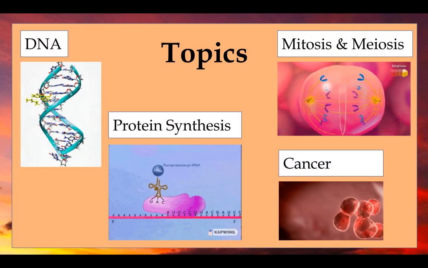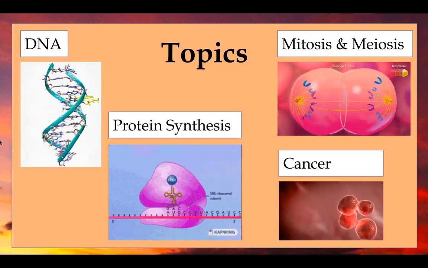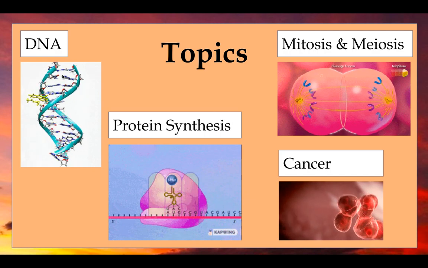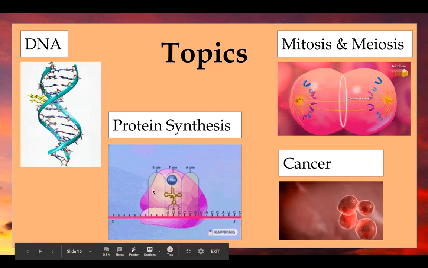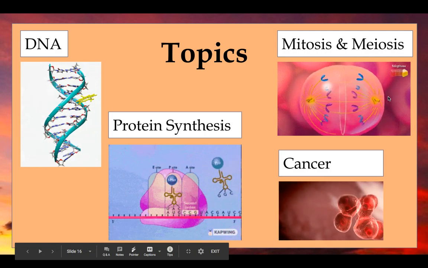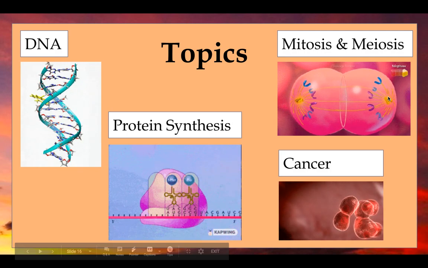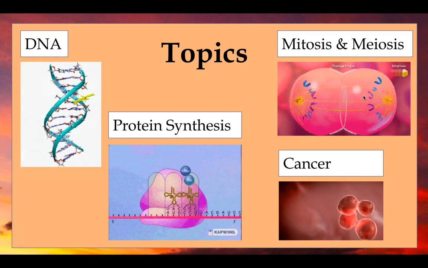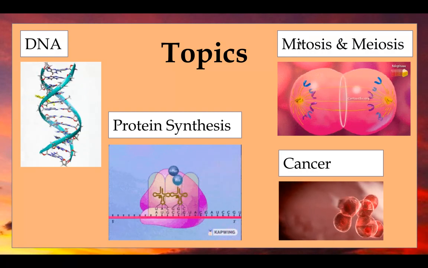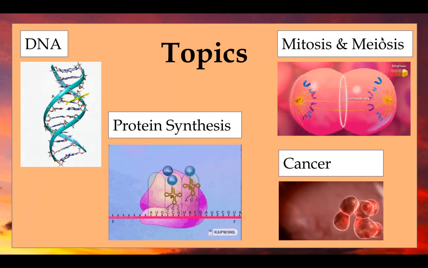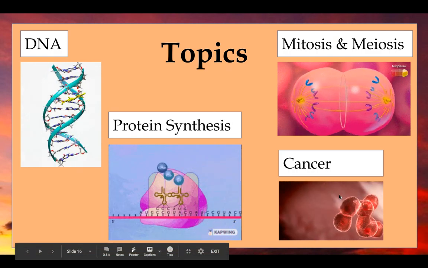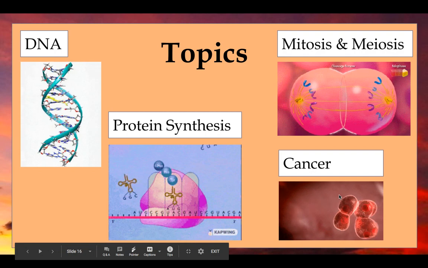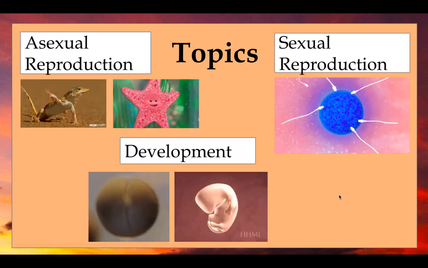Okay, here are the topics from this unit. So DNA, there's a nice rotating structure. Protein synthesis, you'll understand what this crazy thing is. Mitosis and meiosis, so both of those are cell division. Mitosis is of regular body cells. Meiosis is of reproductive cells. And then cancer, that's when there is too much cell growth and things go wrong.